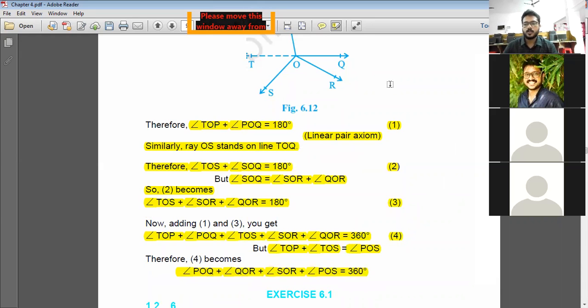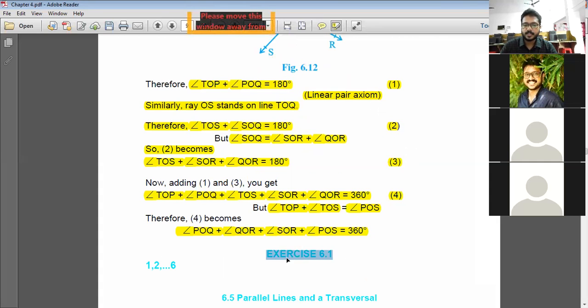Okay. So we have seen 2 different examples using our linear pair axiom and theorem 6.1, our first theorem. And using these theorems and this information, we can solve exercise 6.1. 6 questions are there. In our next class, that is tomorrow, we can complete that, only by using this linear pair axiom.